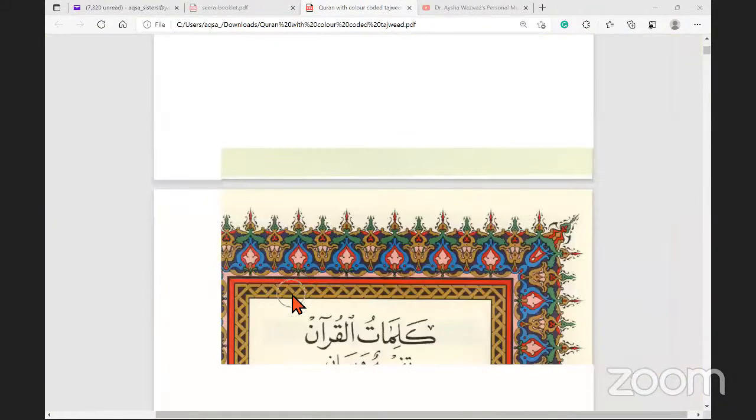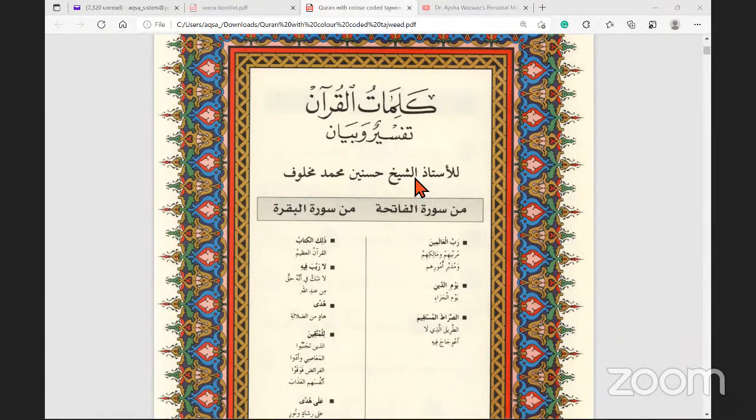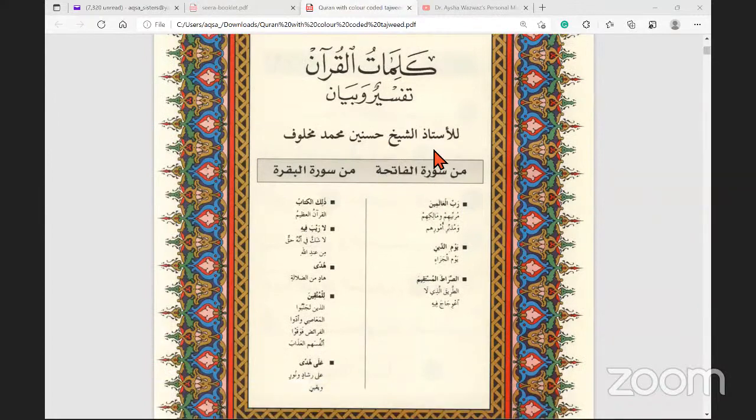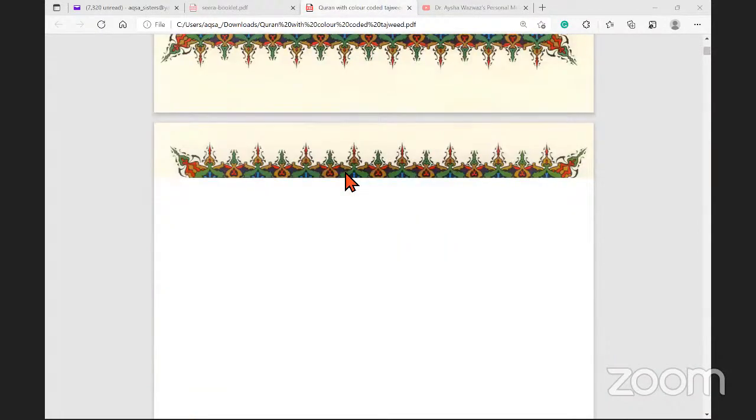Don't worry, here we go. So Kalimat al-Quran, this is basically telling you who actually did the tafsir wa bayan, which is at the end of the Quran. We're going to check it out in just a bit. All right, so right there, this is Hassan Muhammad Makhluf. He's actually a scholar from Al-Azhar and even has some books in Usul al-Fiqh.